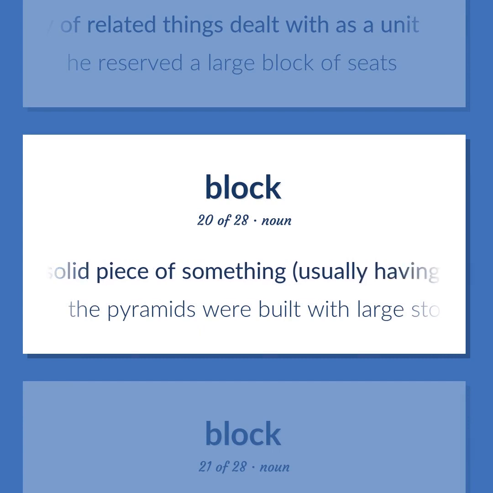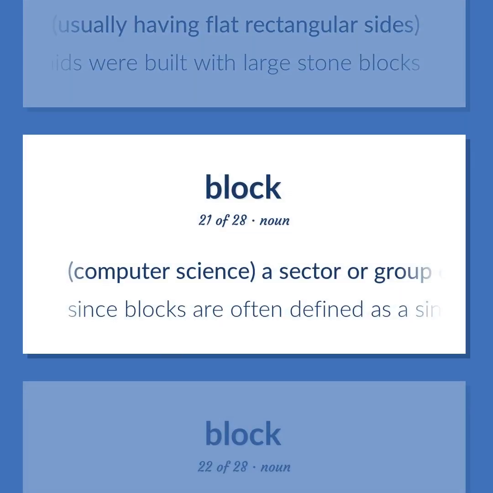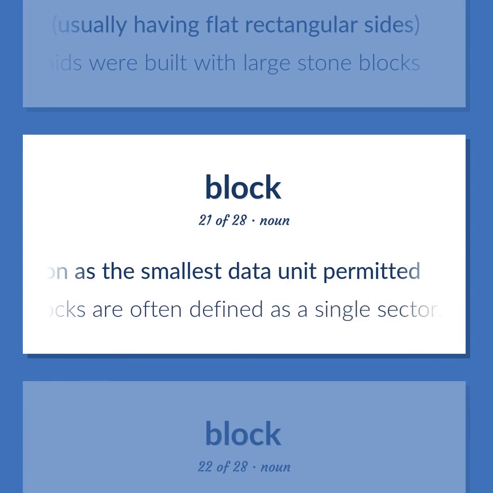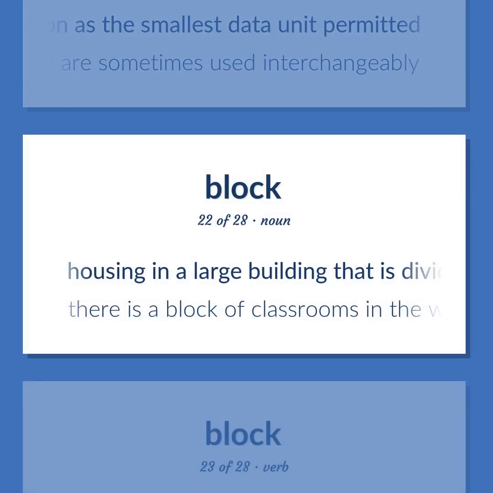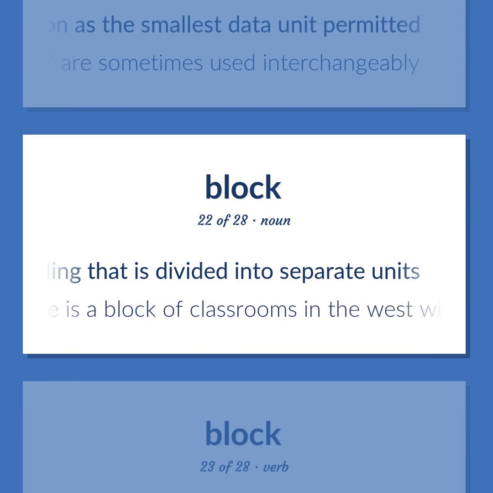A solid piece of something, usually having flat rectangular sides. The pyramids were built with large stone blocks. Computer science: a sector or group of sectors that function as the smallest data unit permitted. Since blocks are often defined as a single sector, the terms block and sector are sometimes used interchangeably. Housing in a large building that is divided into separate units. There is a block of classrooms in the West Wing.